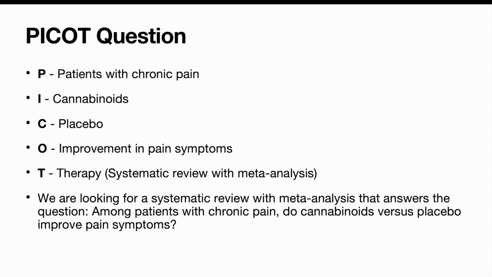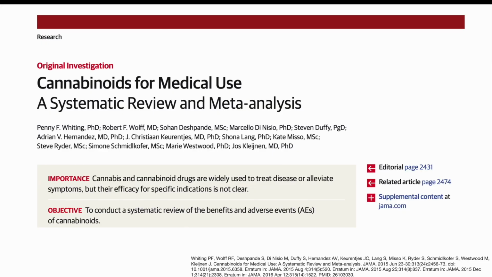The intervention is cannabinoids. The comparison is a placebo. Improvement in pain symptoms would be our outcome. And the type of clinical question that we are searching is a therapy question. And specifically right now, we're looking at systematic review with meta-analysis. So that answers the question, among patients with chronic pain, do cannabinoids versus placebo improve pain symptoms?